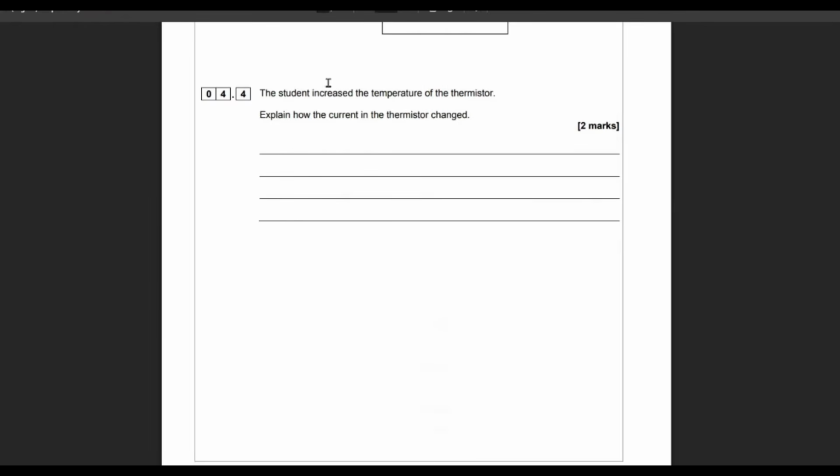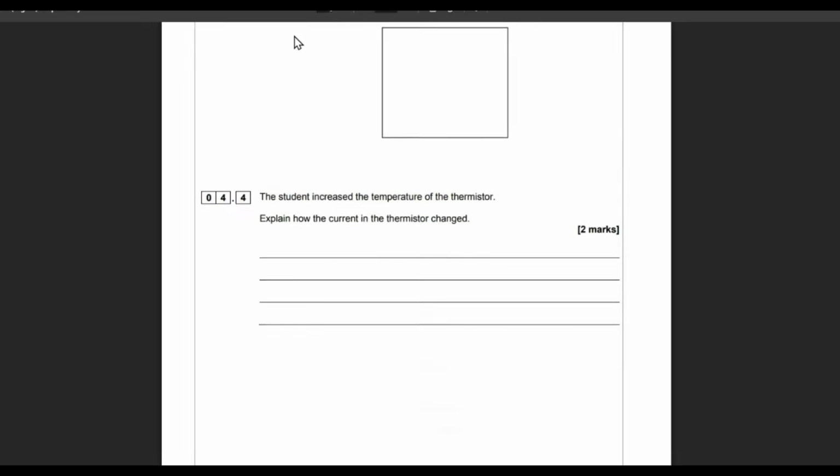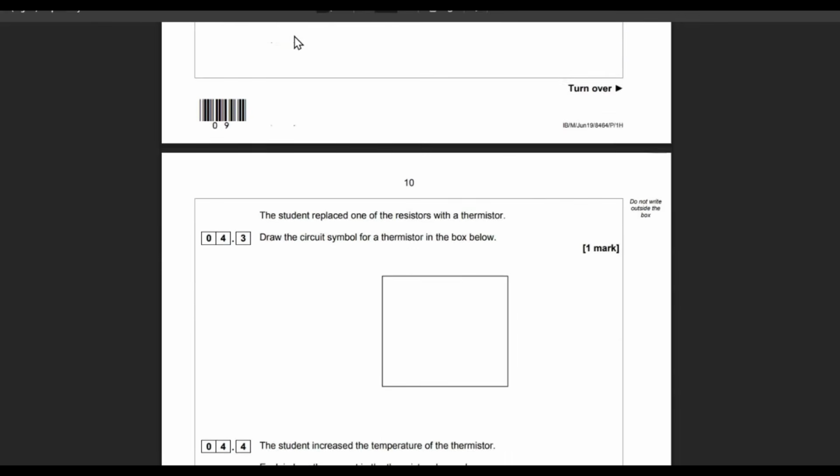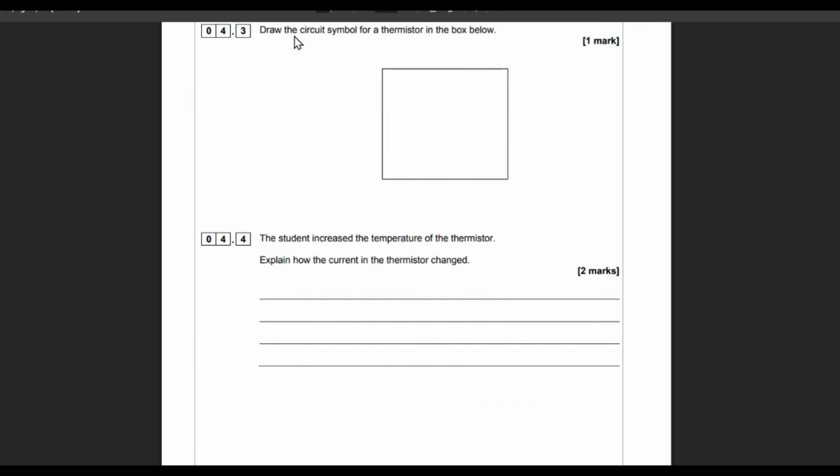4.4. The student increased the temperature of the thermistor. Explain how the current in the thermistor changed. So what we want to do here, hold on. Do we have a circuit diagram of this? We don't, do we? No, we don't have. Explain how the current in the thermistor changed.